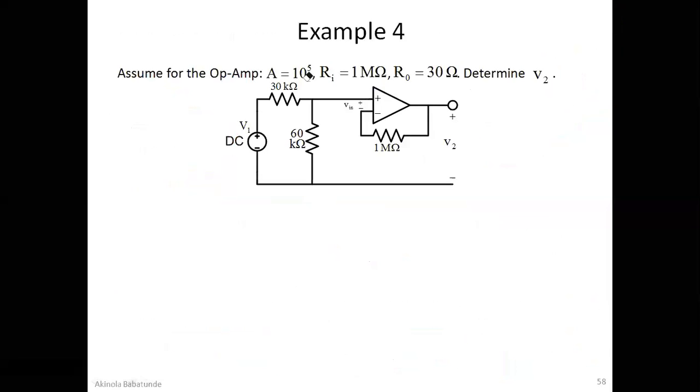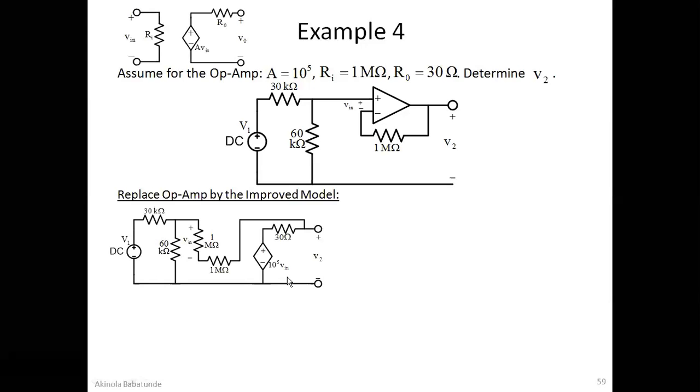So we have example 4. Another example: assume that for the operational amplifier, the gain A is 10 raised to the power 5, R_i is 1 mega ohm as usual, and R_o is 30 ohms as we know as a standard. Determine just V2 here. We have just one op amp in this case, so you will see that we only have one DC representation here. Everything else you see here is already in the circuit.